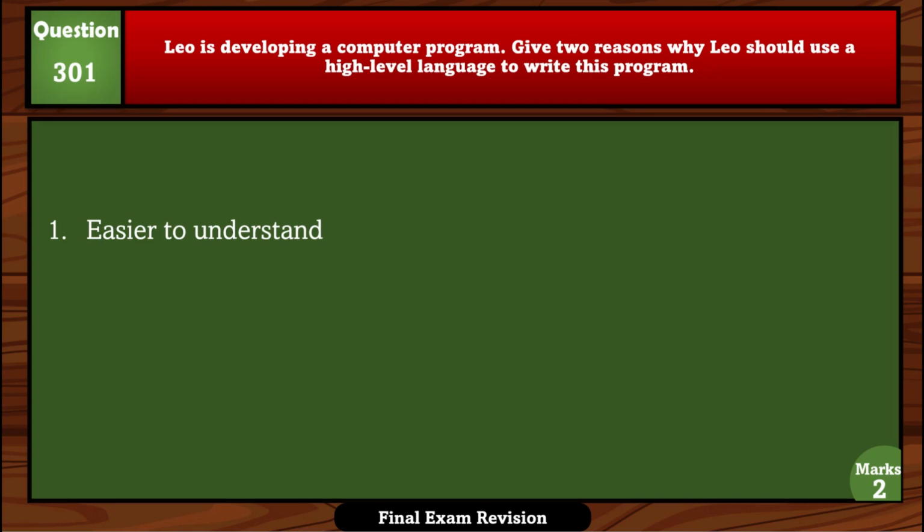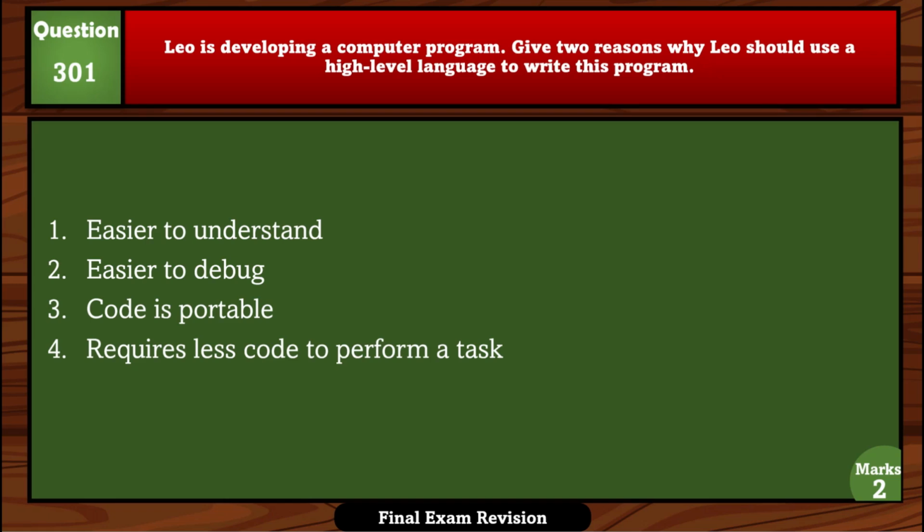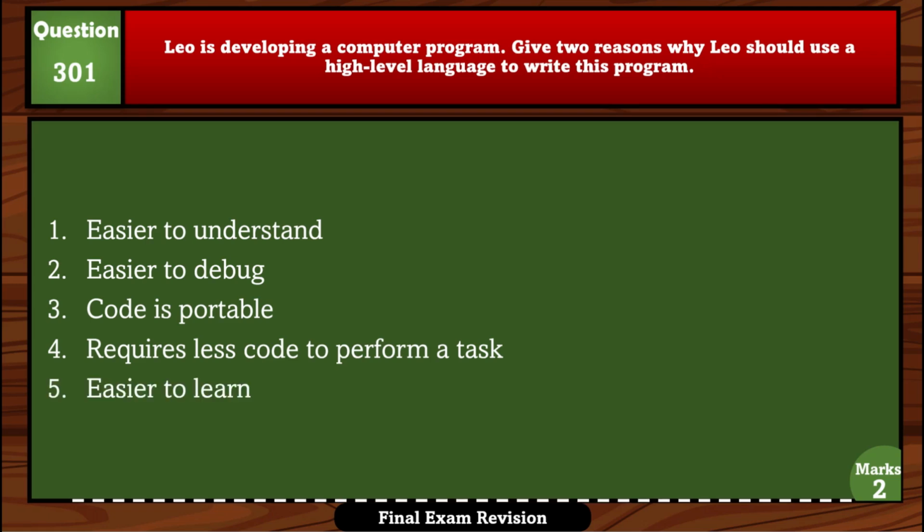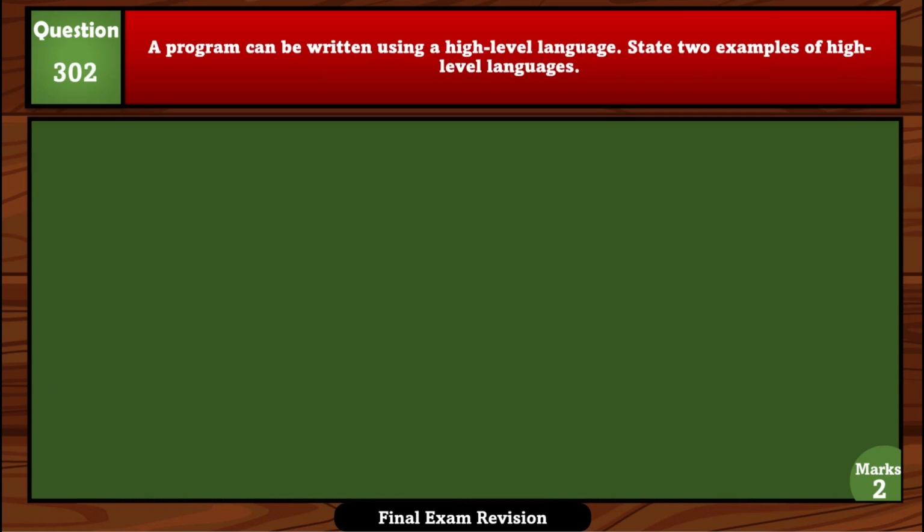Number 1, easier to understand. Number 2, easier to debug. Number 3, code is portable. Number 4, requires less code to perform a task. And last one, easier to learn. Question 302. A program can be written using a high-level language. State 2 examples of high-level languages. Python, Java, C#, Visual Basic.